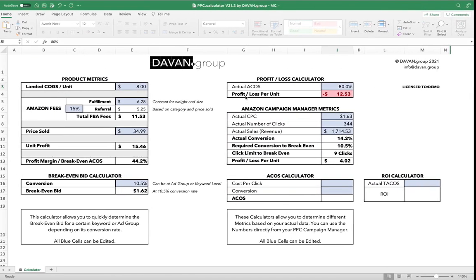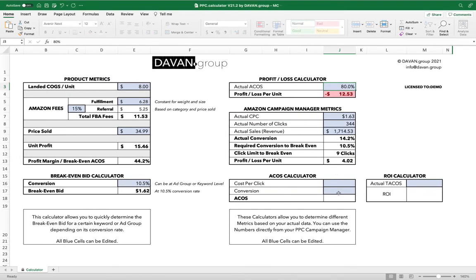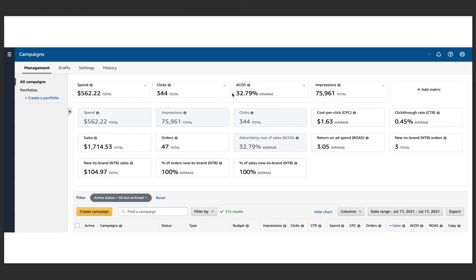Now, we have another way of calculating ACoS, and we'll explain why we do this. So let's put in the 2 required fields here. So cost per click, let's again put in a cost per click of $1.63. And let's put in the conversion. So the numbers we were just looking at came to a conversion rate of 14.2%. So if I put in 14.2% conversion, it says our ACoS is 32.8, which now matches up with 32.8 here from Amazon.